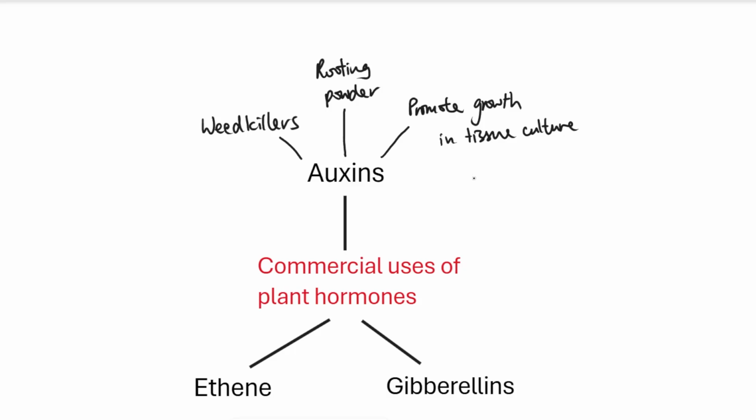Together with the rooting powder, we can also use auxins to encourage shoot growth or general plant growth in tissue culture. Tissue culture is the specific technique for plant cloning. In a lab, it could be genetically engineered plants, or you're trying to just clone more plants. You can therefore apply auxins to promote the general growth of that young seedling or young plant. So that's how we can use auxins in a commercial setting.